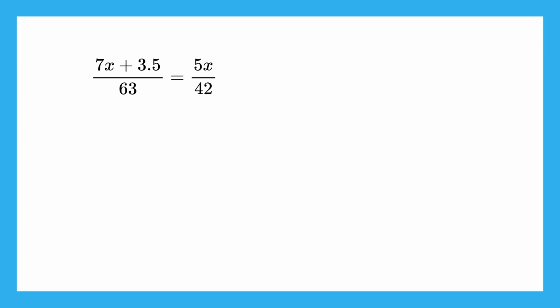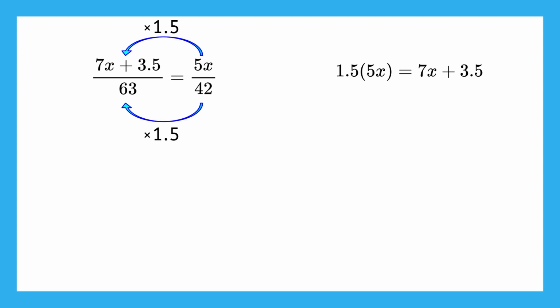This time, there's one multiplication pattern that you may have figured out. It was more difficult to find because it wasn't multiplying by a whole number. You may have noticed that getting from 42 to 63 can be done by multiplying by 1.5. If you notice this, you should have used the same pattern in the numerator. You probably wrote down that 5x times 1.5 is equal to 7x plus 3.5. That's absolutely true. And this is one way we can solve for our unknown variable. Take a moment to solve this and see what you get for x.